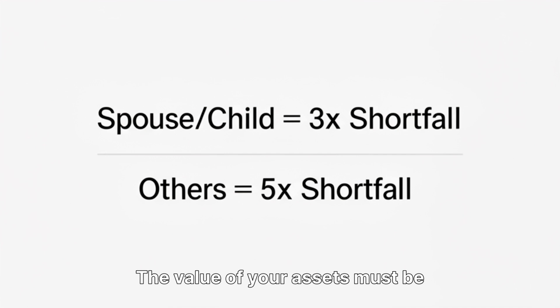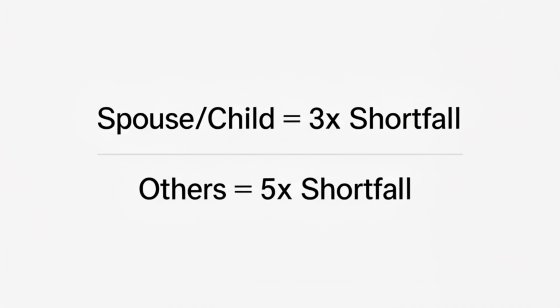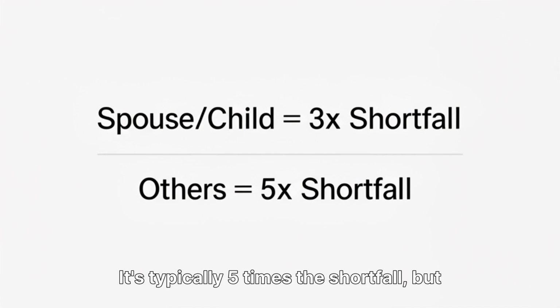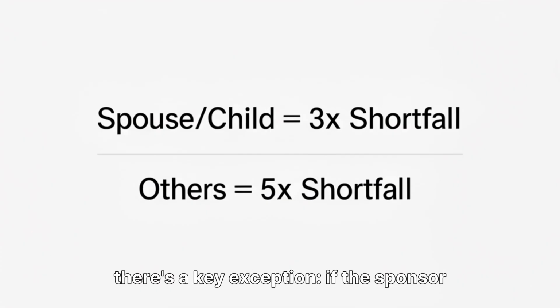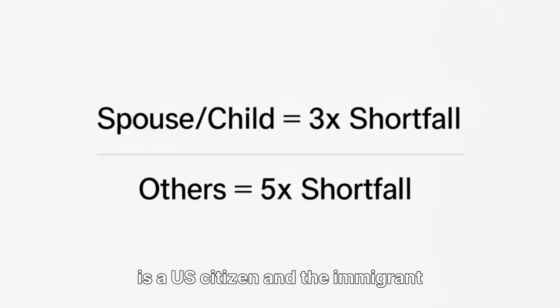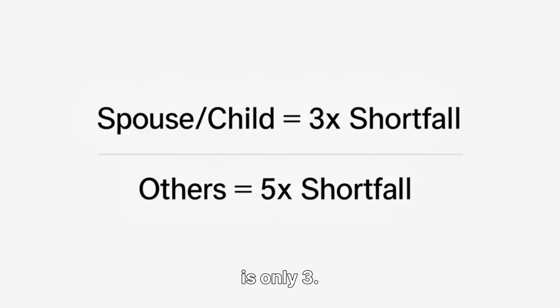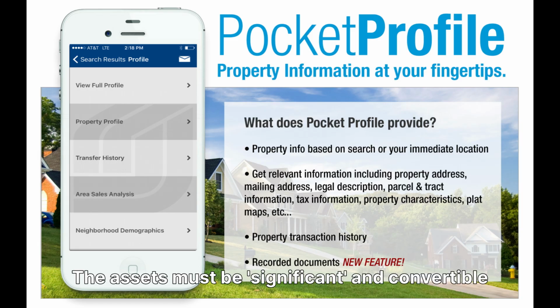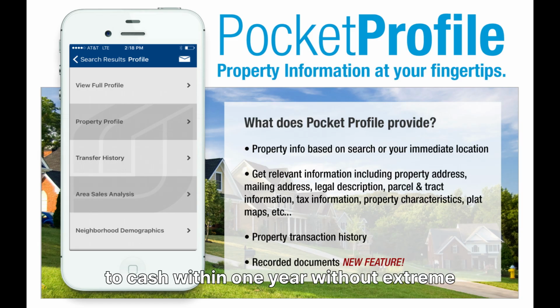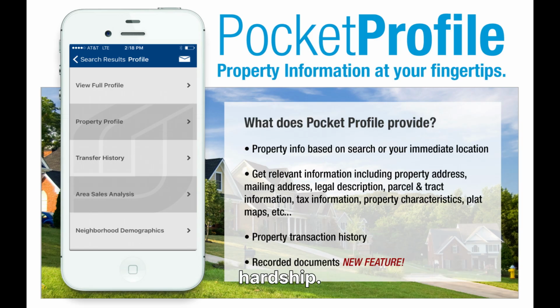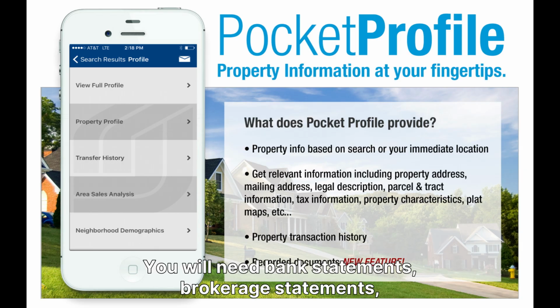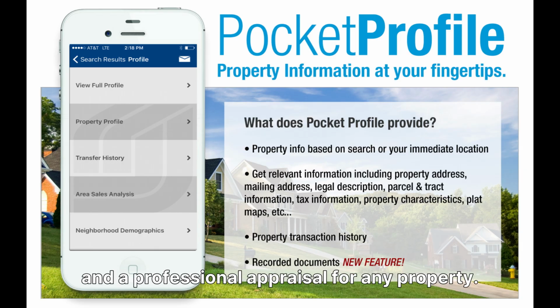The value of your assets must be a multiple of the shortfall. It's typically 5 times the shortfall, but there's a key exception. If the sponsor is a U.S. citizen and the immigrant is their spouse or child, the multiplier is only 3. The assets must be significant and convertible to cash within 1 year without extreme hardship. Think cash in the bank, stocks, mutual funds, or the net value of real estate. You will need bank statements, brokerage statements, and a professional appraisal for any property.